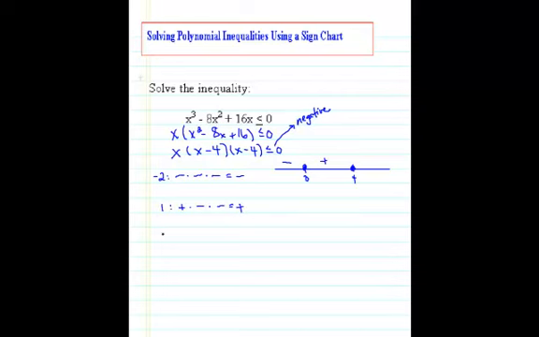Finally, for the number to the right of 4, I'll choose 5. Again, 5 is positive. 5 minus 4 is also positive. 5 minus 4 is also positive. A positive times a positive times a positive is a positive.